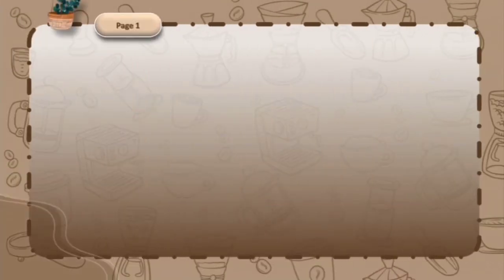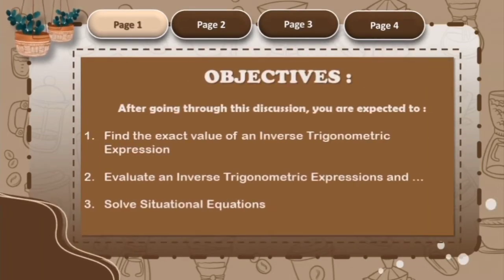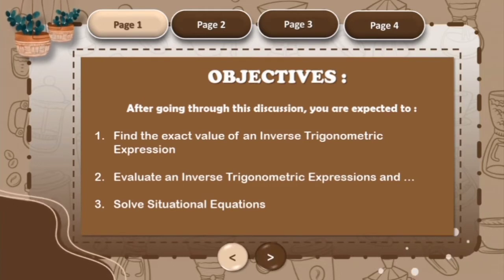After going through this discussion, you are expected to find the exact value of an inverse trigonometric expression, evaluate inverse trigonometric expressions, and solve situational equations.